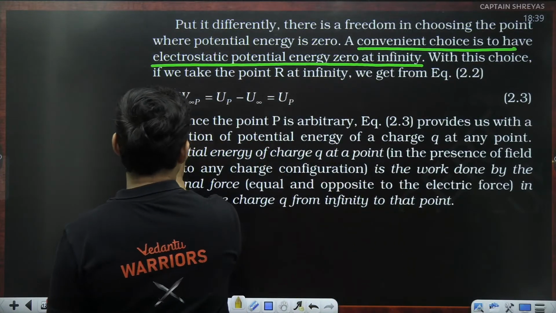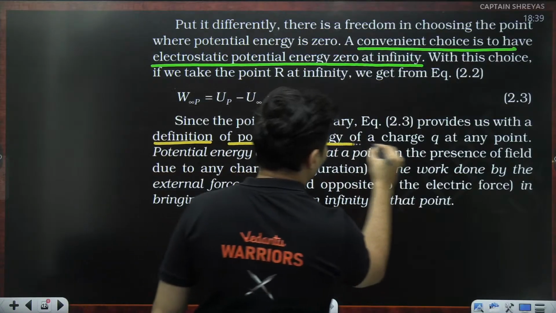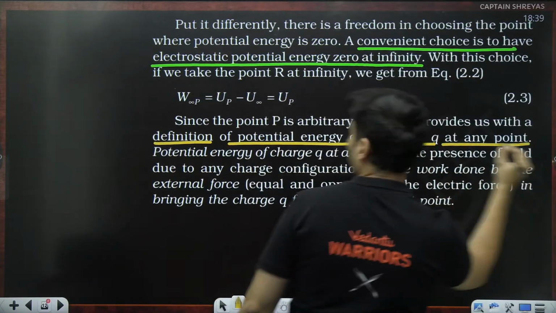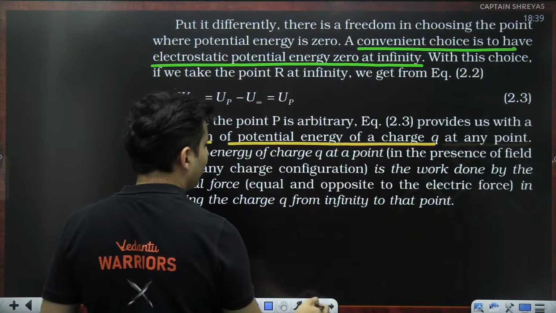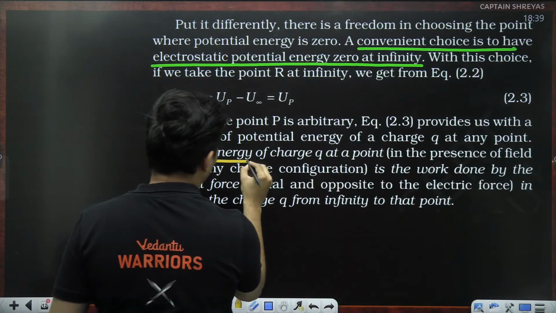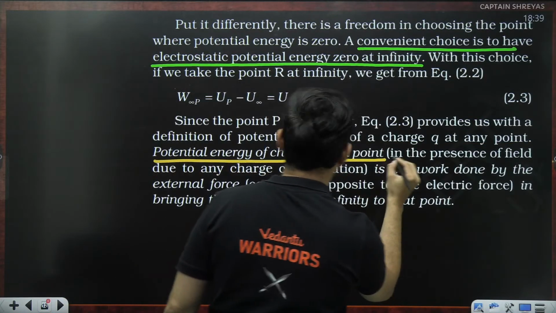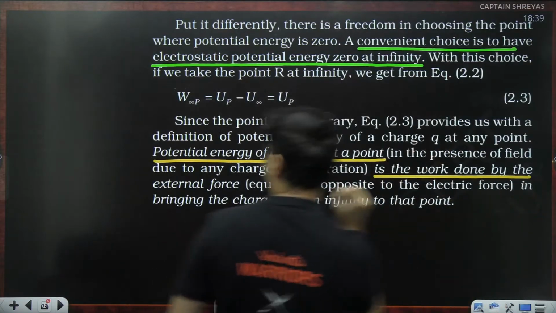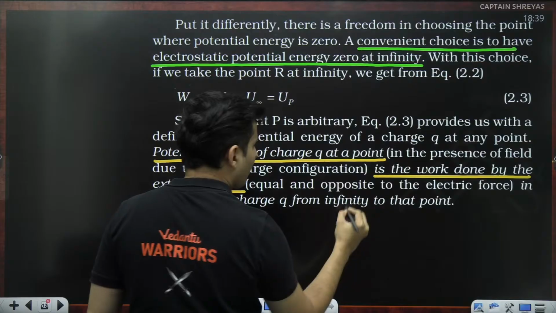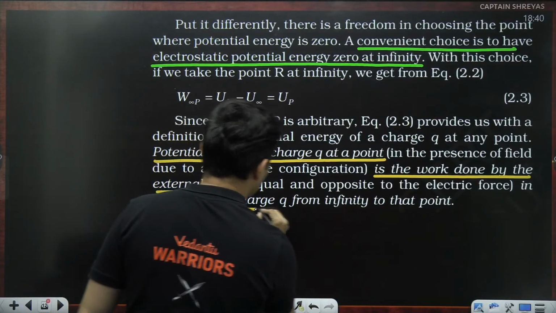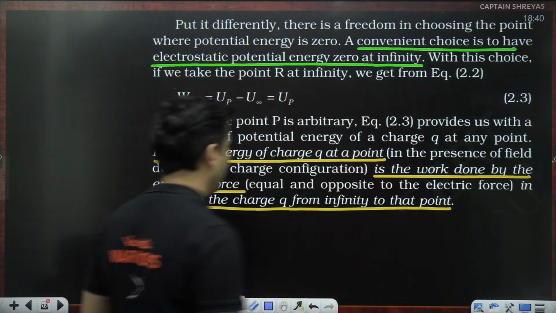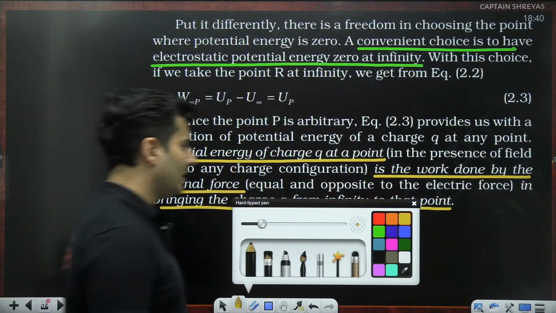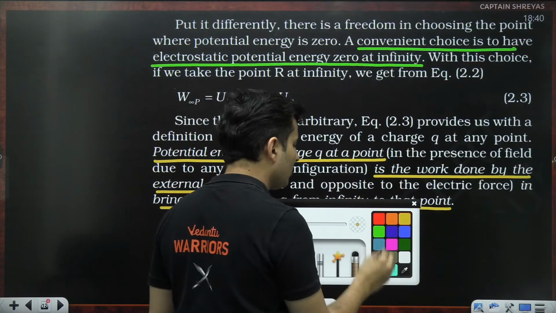The definition of potential energy of a charge Q at any point. So what is that definition going to be? The potential energy of a charge Q at any point in the presence of a field is the work done by the external force in bringing the charge Q from infinity to that point. Let me explain this to you, observe this.